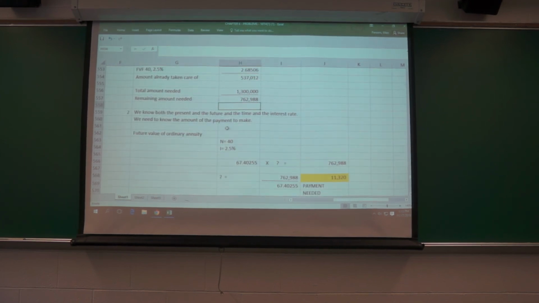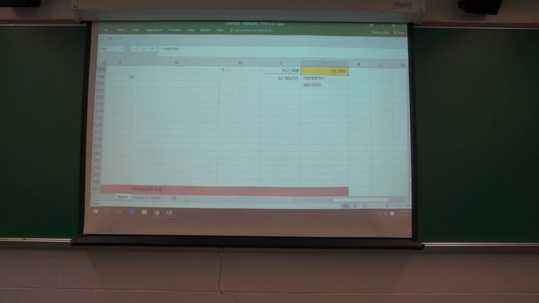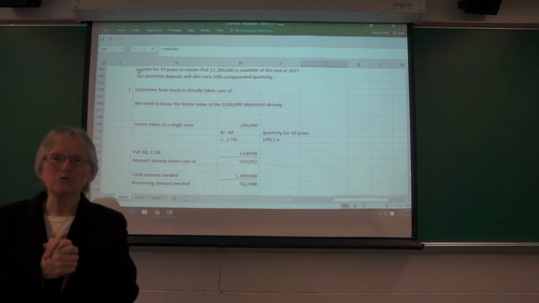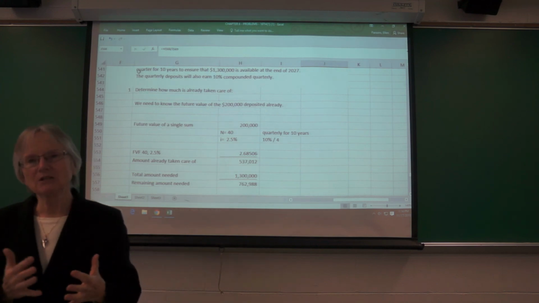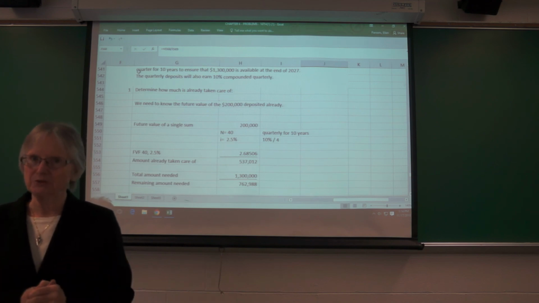You know the present and the future and the interest rate, so we need to know the amount of the payment at n equals 40 and i equals 2.5%. So this factor times the amount of the payment equals the 762,988. You solve for it and get the payment. Okay, so those are just a few of the problems that I go over so that you can have at least an idea of how to set them up should you ever have the misfortune to need to do that.